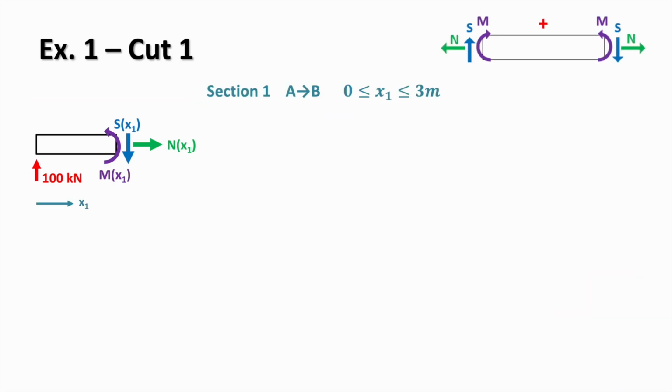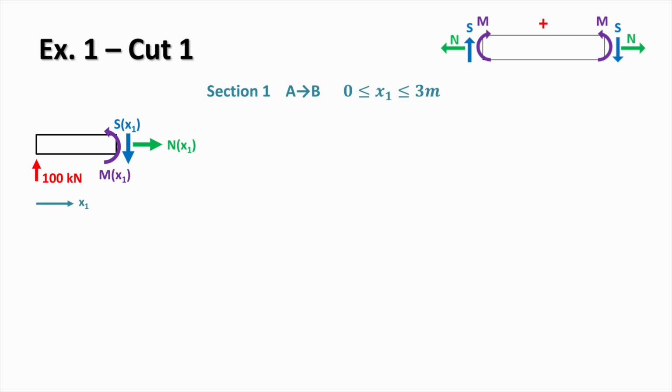We now solve for the internal forces in the first region. The region is defined between the left support at A and the first applied load at B, and the expressions we derived are valid only within this interval. The total length of this region is 3 meters, so x1 varies from 0 to 3 meters. We start with the free body diagram on the left-hand side of the beam. Cut at a distance x1 from support A. At the cut, we expose three internal actions: axial force, N, shear force, S, and bending moment, M, all drawn in the positive directions according to the sign convention.